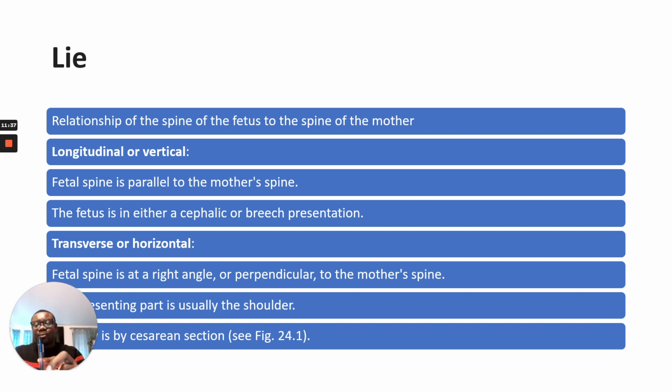So a line that runs west to east of the mother's spine is a horizontal line or a transverse line, and a line that runs from north to south, up and down of the mother's spine, is referred to as a vertical or longitudinal line. So if it's like this, it's vertical. If it's like this, it becomes horizontal. So these are the two types of lines you're going to have.